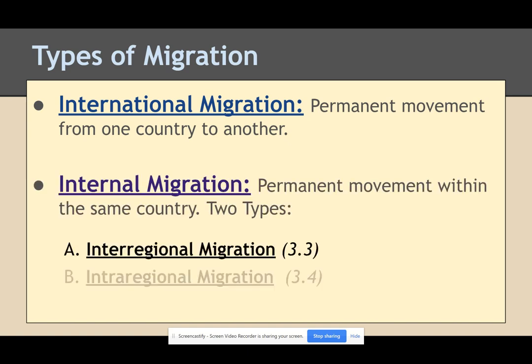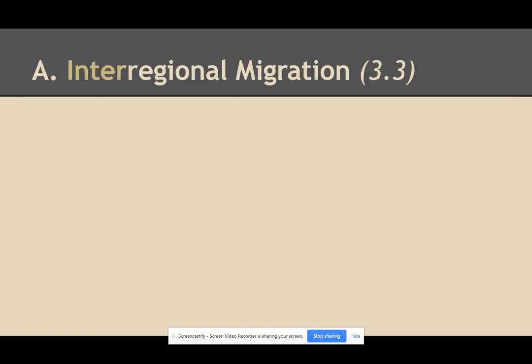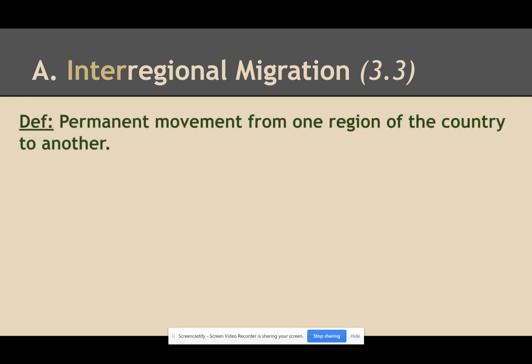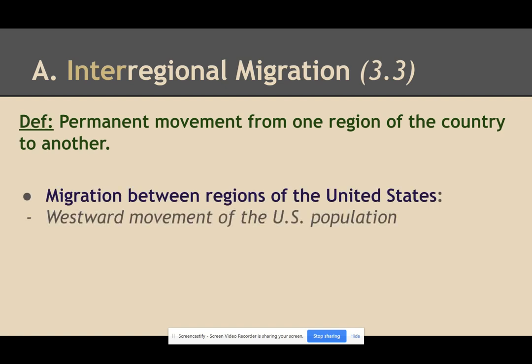The other two are interregional and intraregional. This means that you are already in a country and now you're making moves. So let's talk about the first one. Interregional migration means you're going from one region of the country to another. So if I'm looking at this, it would be migration from, let's say, the South to the Midwest.